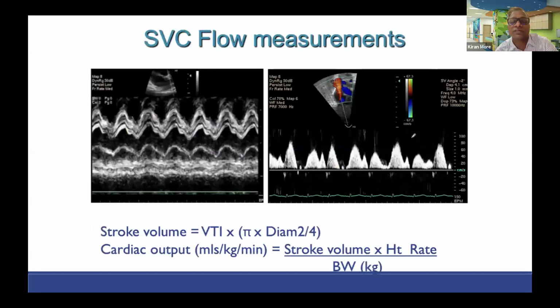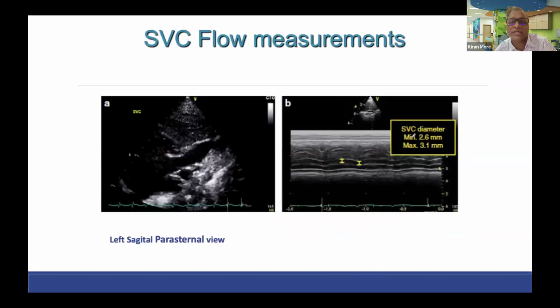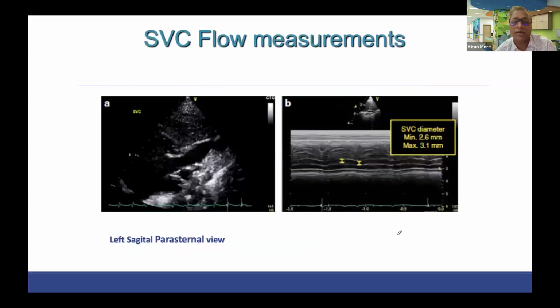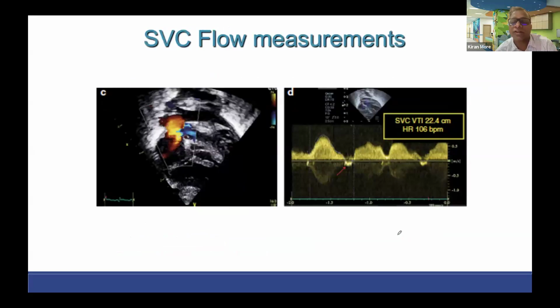And SVC flow, I'll skip because we are not doing a lot of SVC flow nowadays, although it's important in shock. Because SVC flow is mainly in the premature babies, it gives you cardiac output which is independent of the circulatory shunts. So it tells you how much is the cardiac output in the upper part of the body, importantly, the brain. So generally, it's between 30 to 50%. And if it is below 30%, then it's abnormal. Maybe we'll try to demonstrate that during the echo workshop.